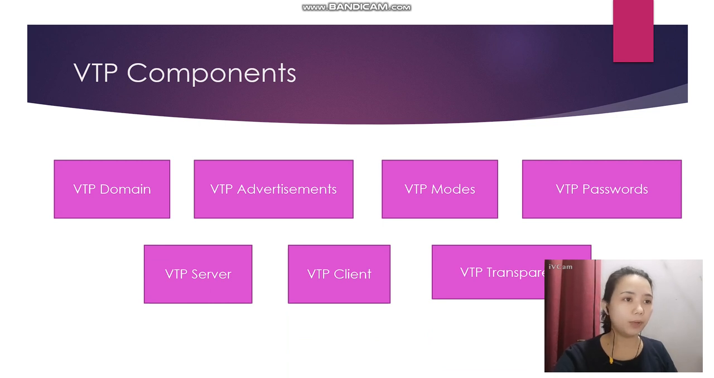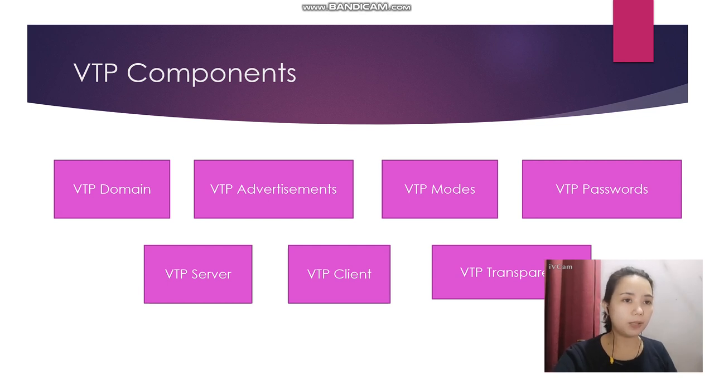The VTP domain consists of one or more interconnected switches. All switches in a domain share VLAN configuration details using VTP advertisements. Switches that are in different VTP domains do not exchange VTP messages. A router or a layer 3 switch defines the boundary of each domain.